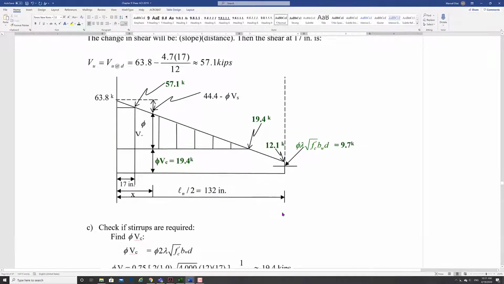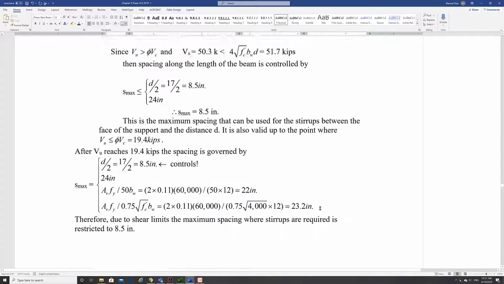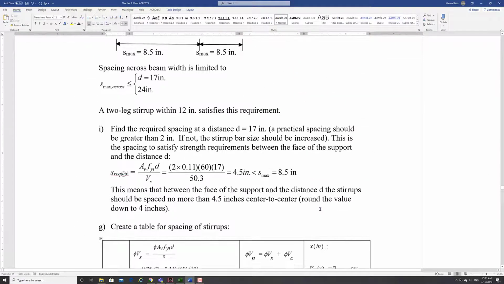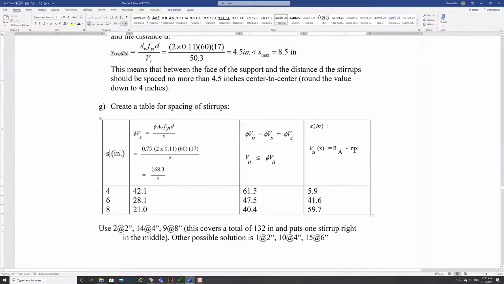And so we get that 4.7, so we're going to use that instead of a W in the formula, and so we get that one there. So I get my number. Then I say, well, what happens if I do 6? If I do 6 inches, my phi V sub S is 28.1. I add my concrete, and I get that. Now I need to find where this number is. So I put 47.5, I put it here, right? I know my reaction, I know my M, I solve for X, okay?